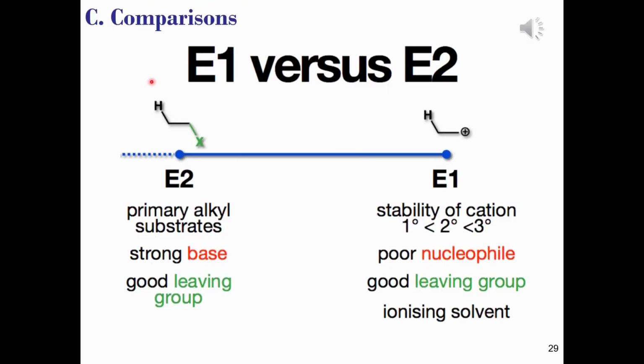In this video we're going to compare the substrates and think about the reaction conditions that favour initially E1 or E2 reactions. Primary alkyl substrates will always favour an E2 reaction, and these will occur predominantly if the base used is both strong and hindered.